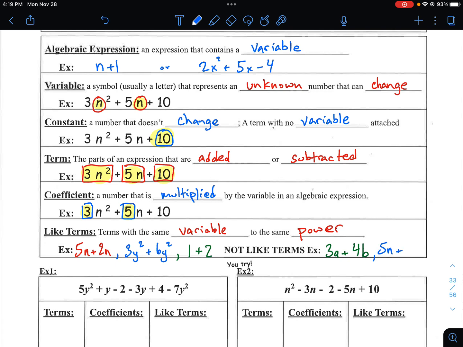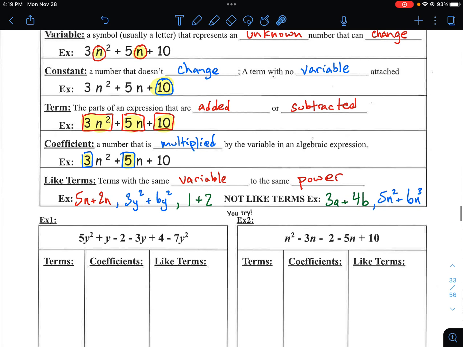5n plus 6n to the third power. How about 5n squared plus 6n to the third power? Why aren't these like terms? This is an n, and this is also an n. It's because they need to be to the same power. So you can't combine them, and we'll talk about what that means to combine them later.